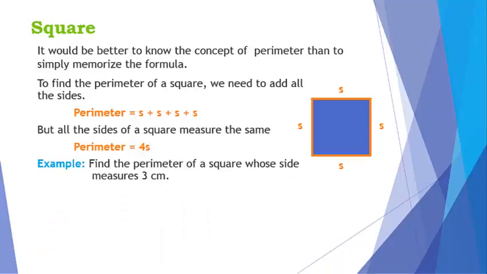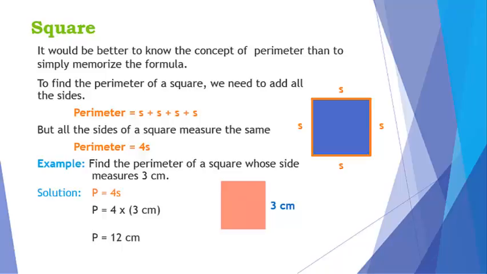Example. Find the perimeter of a square whose side measures 3 centimeters. Solution. Perimeter is equal to 4s, or 4 times the side. So P is equal to 4 times 3 centimeters. And P is now 12 centimeters. Answer. The perimeter of the square is 12 centimeters.